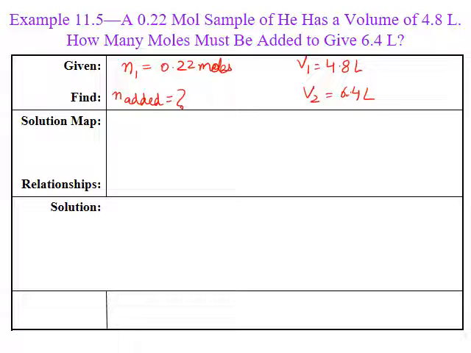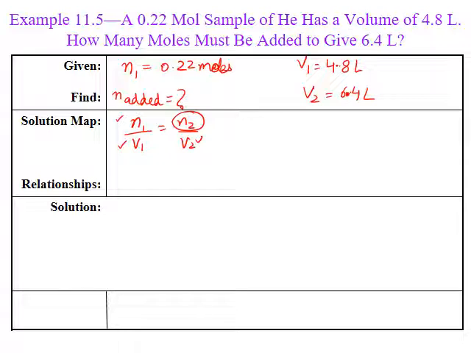What is the final volume? 6.4 liters. So you can clearly see based off of this, it's a relationship between volume and number of moles, which is Avogadro's law, which is n1 over V1 equals n2 over V2. n1 is given to us, V1 is given, V2 is given. I'm solving for n2, not directly, but the question is asking how many moles were added. To figure that out, the only information I can figure out based on the laws that I know is the final moles. So if I know the final moles, I can take the difference of final and initial moles, and that would tell me how many more moles were added.